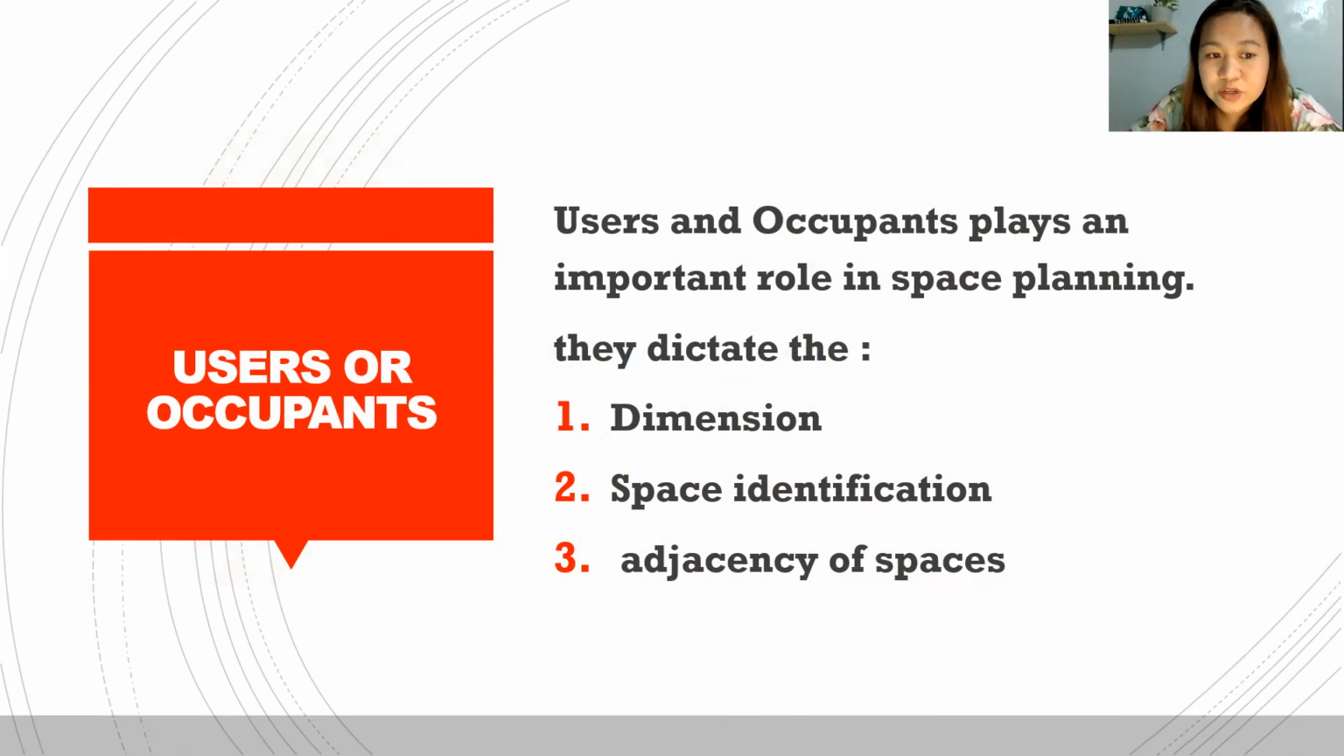Okay, users and occupants also help you in space identification kasi sa kanila ang manggagaling yung activities. So each activity, there must be a certain space or area na corresponding para dito. And then sa kanila din manggagaling yung adjacency of space kasi yung flow nila, yung galaw ng users natin, doon mo makikita kung ano-anong mga spaces yung dapat magkakatabi para smooth yung flow nila at hindi sila mahihirapan sa paggalaw dun sa area.